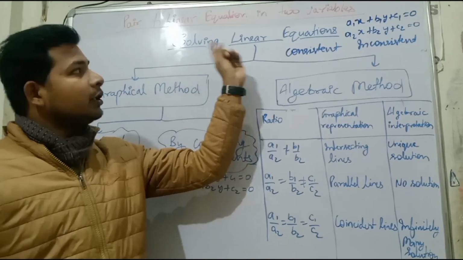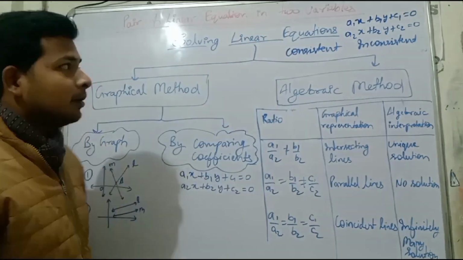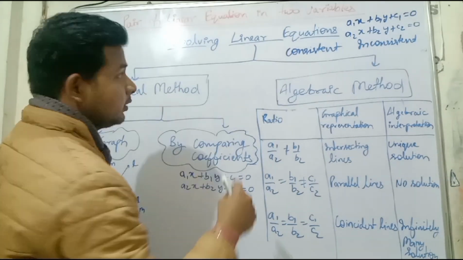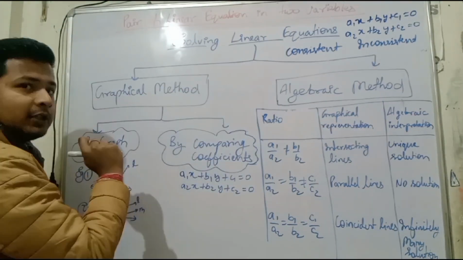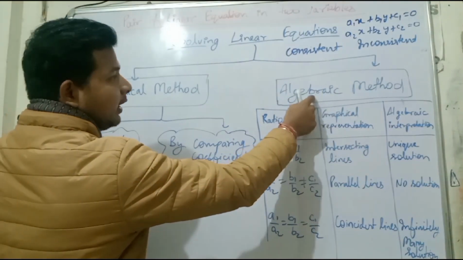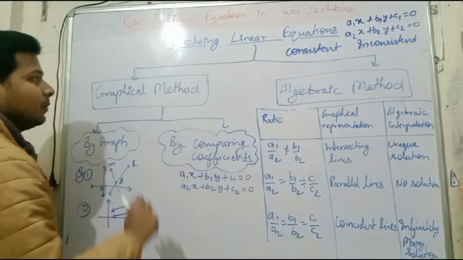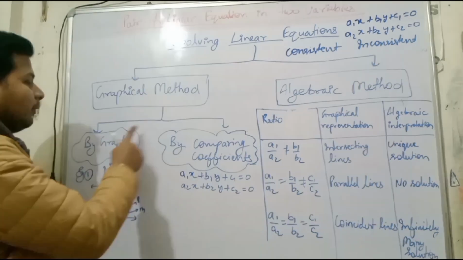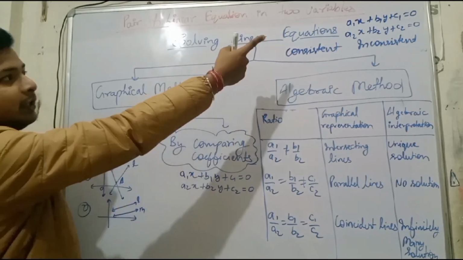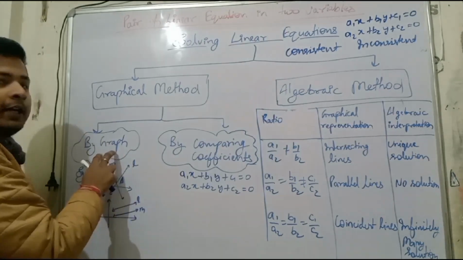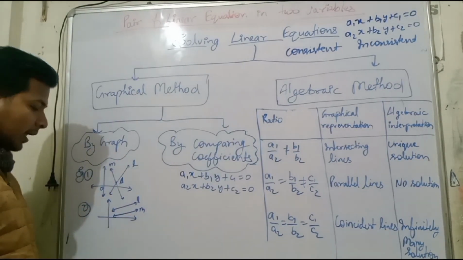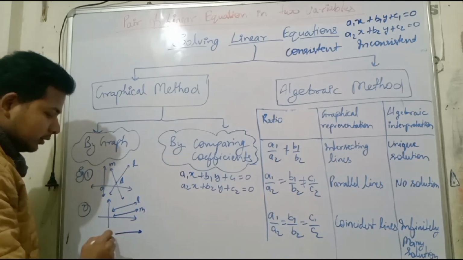First of all, we are going to solve the linear equations with two methods. In this chapter, we have to understand two methods. First method is graphical method and the second method is algebraic method. First of all, let's understand the meaning graphical method. We will plot the graph according to the given equations and check whether they are intersecting or parallel or coincident.